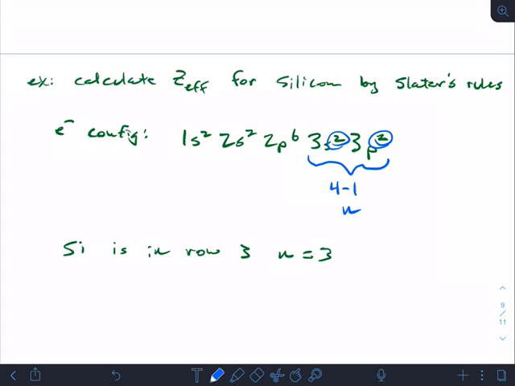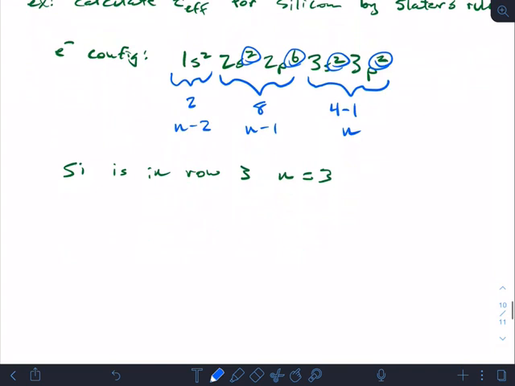4 minus 1 for the n value. Okay? And then for my n minus 1, that's everything in the 2 right there. I've got 2 electrons there, 6 electrons there. That means I've got 8 in the n minus 1 level. And then right here, I've got 2 electrons in the n minus 2 level.